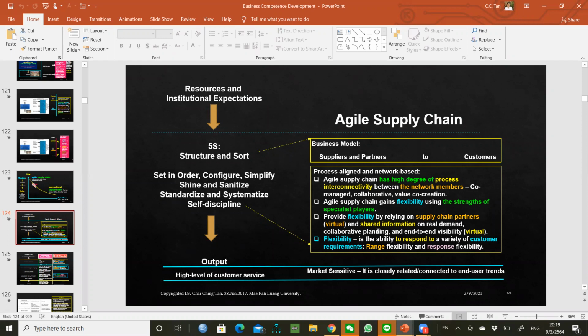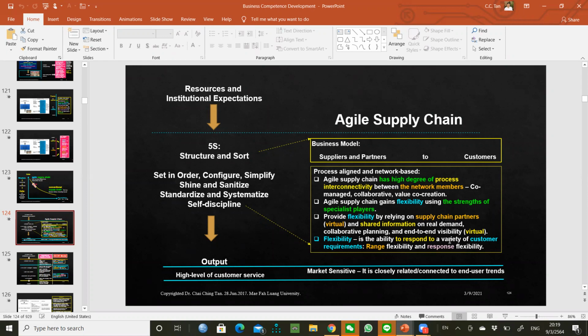Okay, and so everywhere has supply chain, but certain supply structures in certain nations or certain geographical locations are very powerful because they have these specialist players, right? And ensure the data transparency, right? Because you need a lot of data in order to allow you to visually, transparently see things. So supply chain partners rely on that virtuality and share information on real-time situations, and we call it virtual.